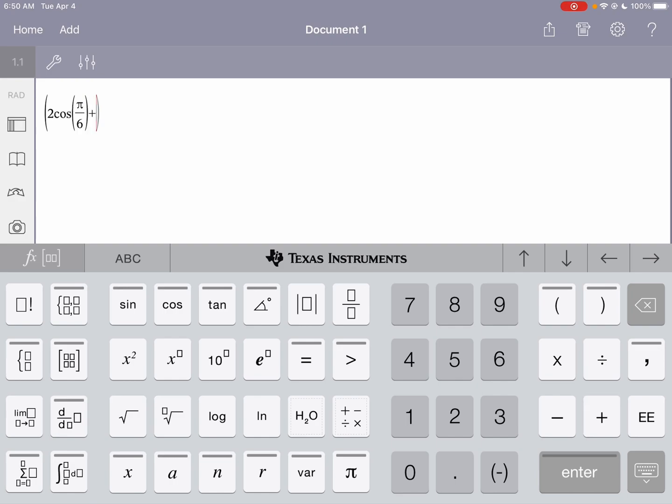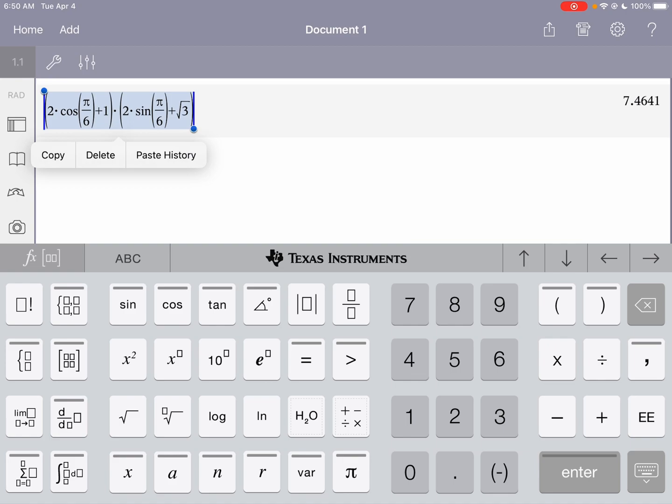Then I have plus 1. Make sure the plus 1 is not in the parentheses with the pi over 6. Then I have 2 sine x, and so I'm going to type in pi over 6 again. Plus rad 3. Make sure the rad 3 is not in the parentheses with the pi over 6. I press enter. Notice it does not give me 0.